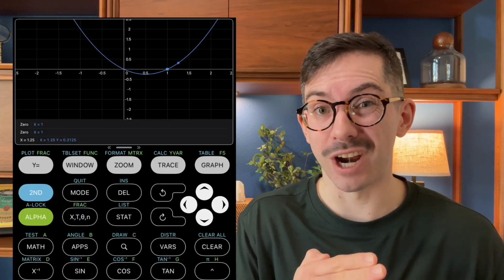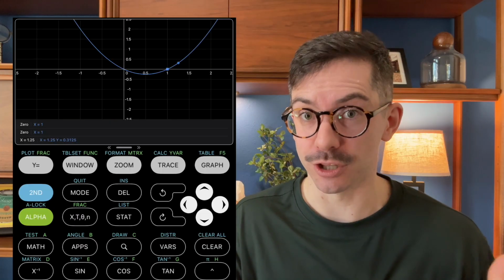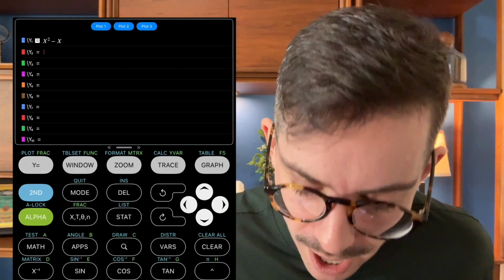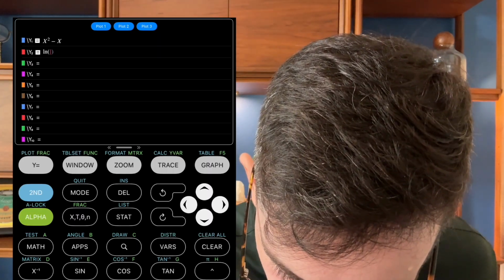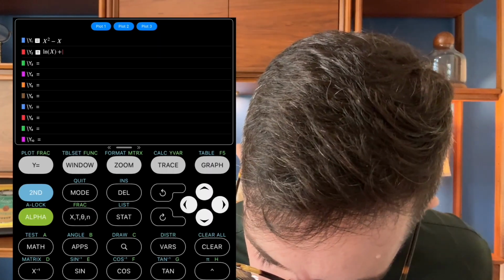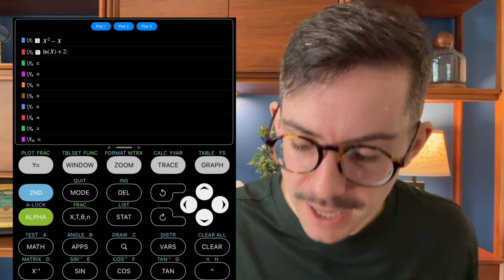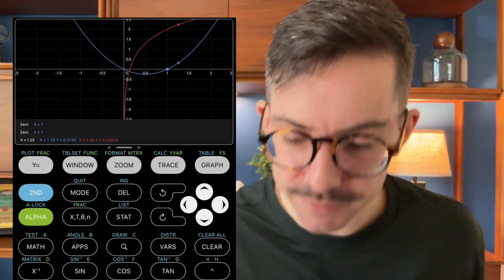What if I've got 2 graphs and I want to see where they intersect each other? Well, let's go to y equals and enter a second graph, say ln of x, and then I'll maybe shift that up by 2. If I have that graph, okay.